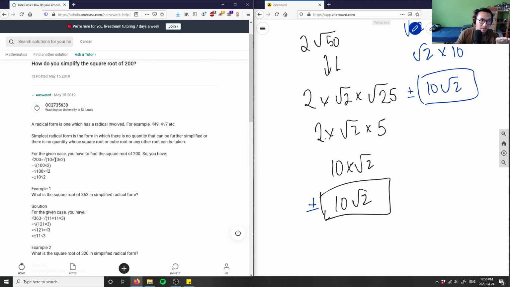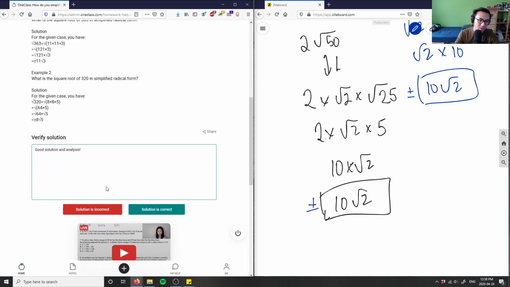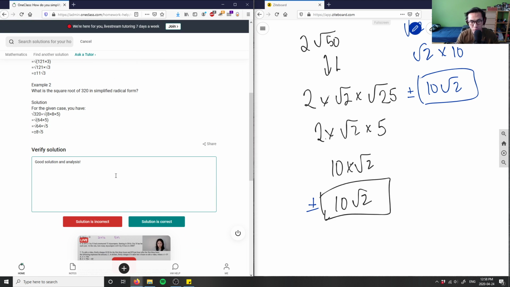So they broke it down again, they did prime factorization, so they just divided by 2, and then you got root 2 times root 100 here, which is simply root 2 times 10. So the solution here is correct.